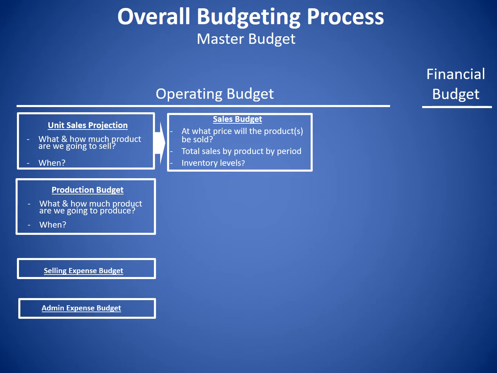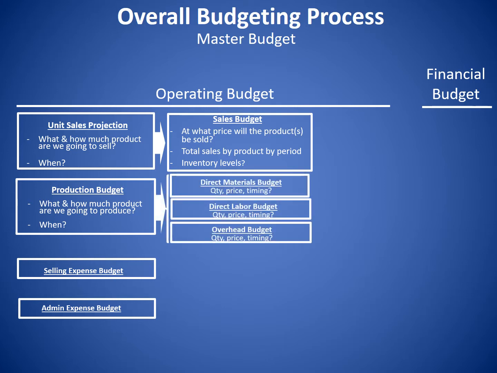Now the sales budget, if we break that down a little bit more, is not only the units we're going to sell, but also at what price the products will be sold. We also want to come up with the total sales by product by period. And the question is, what inventory levels do we want to maintain to make sure we don't run out of stock or miss lost sales opportunities? After that, we have to develop the production budget to basically service that sales budget.